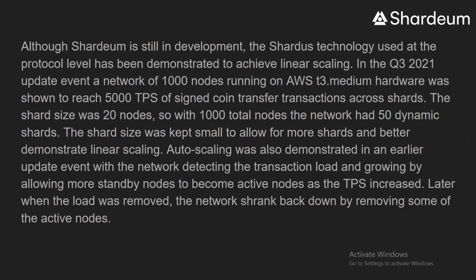Yeah. And also the network has 50 dynamic shards. The shard size is kept small to allow more shards to better demonstrate linear scaling. And also there is auto scaling, and this is a proof of concept they have developed. Now around 20 nodes are currently working, I guess, in the testnet.